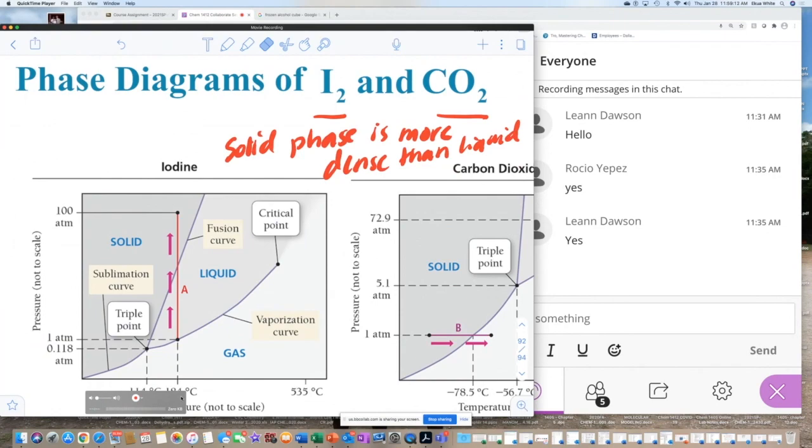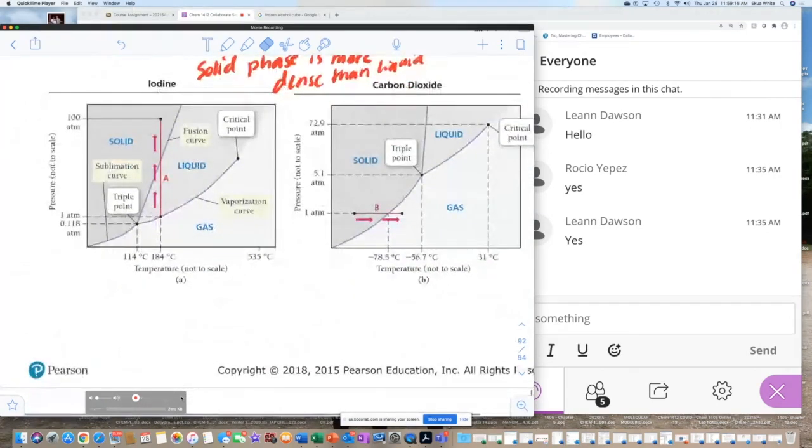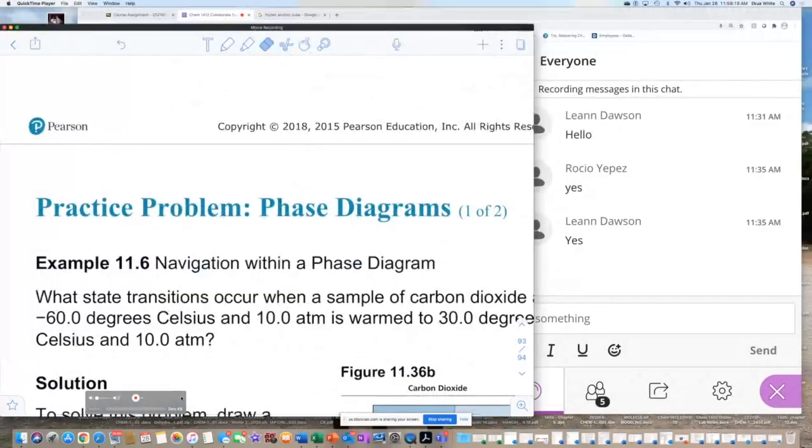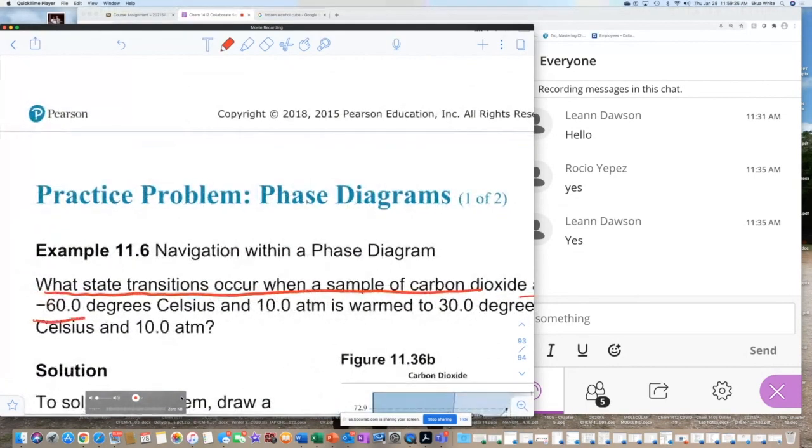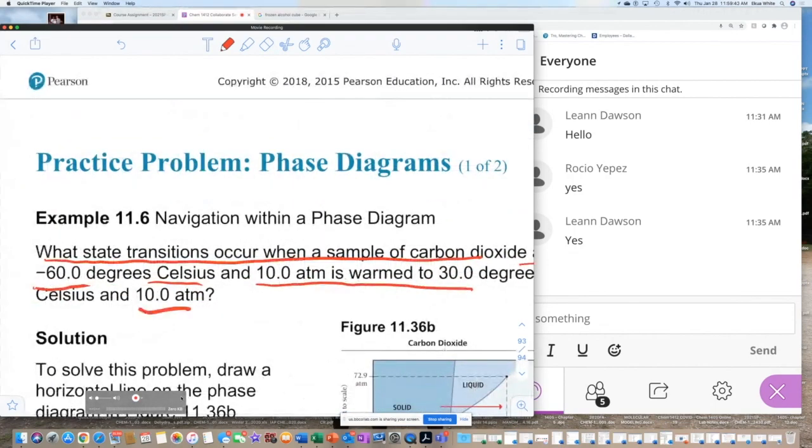Okay, so let's see what the actual question is right here. Navigation here. What state transitions occur when a sample of carbon dioxide at negative 60 degrees Celsius and 10 atmospheric pressure is warmed to 30 degrees? I need to write this down. So we're starting with negative 60 temperature, right? And we're going to 30 degrees Celsius, but the atmospheric pressure remains at 10 atmospheres. So negative 60 to 30, but the pressure is at 10 atmospheres.